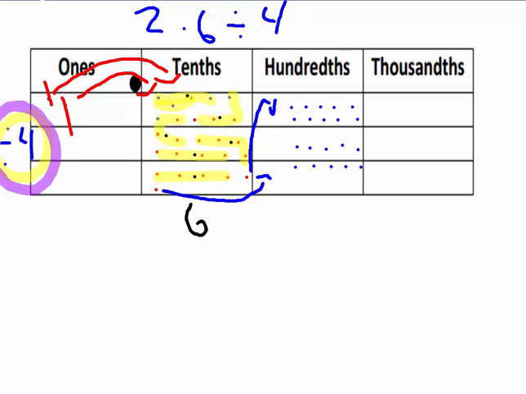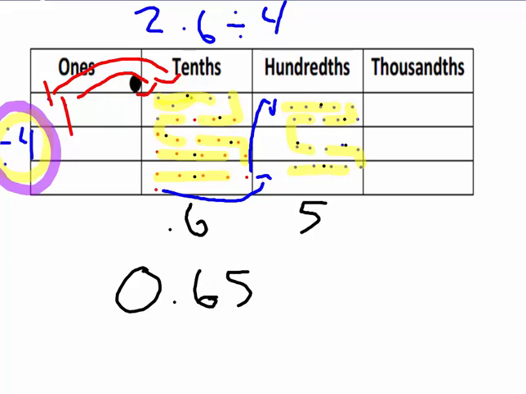So I'm just going to be circling them. 1, 2, 3, 4. 1, 2, 3, 4. 1, 2, 3, 4. 1, 2, 3, 4. 1, 2, 3, 4. Now I'm checking how many groups. 1, 2, 3, 4, 5. So my answer is 0 and 65 hundredths.